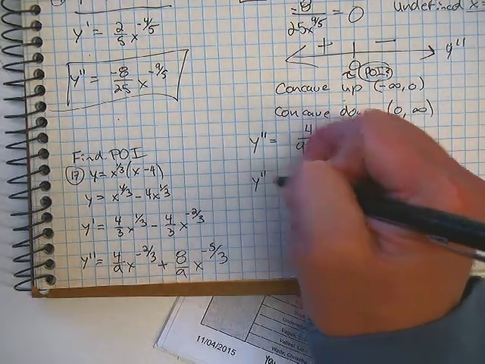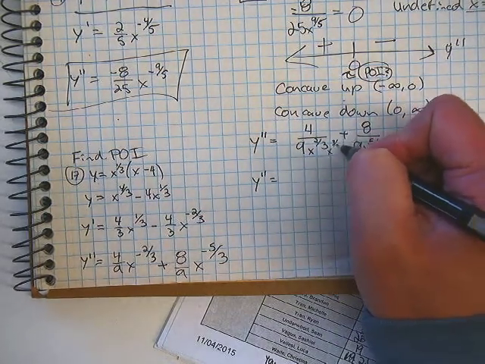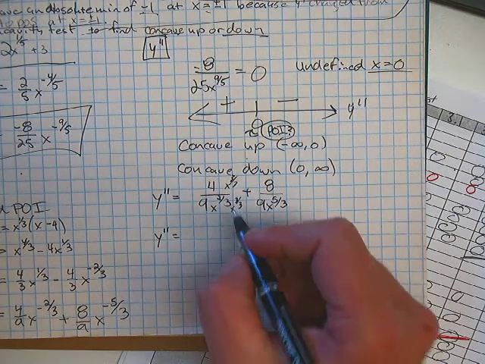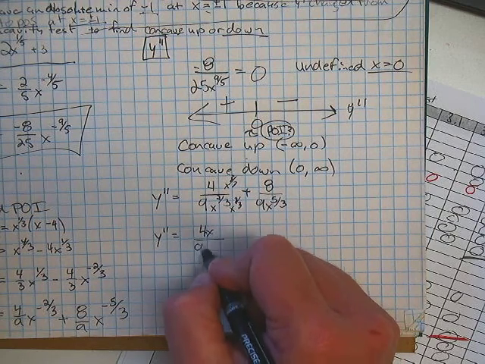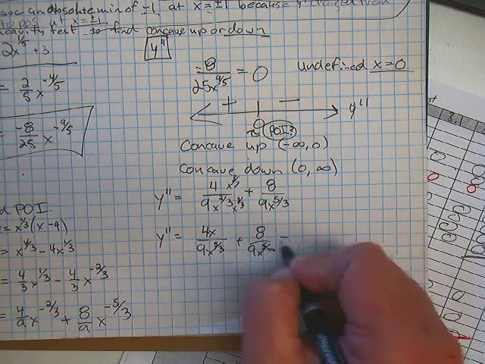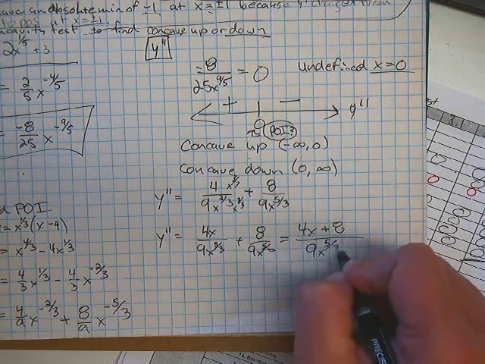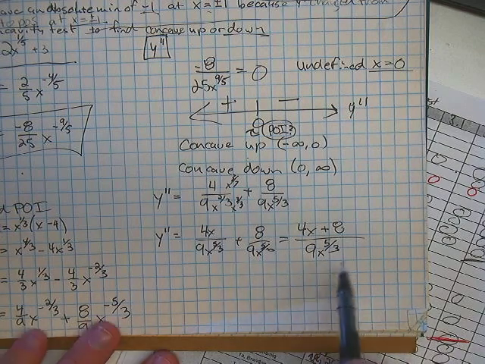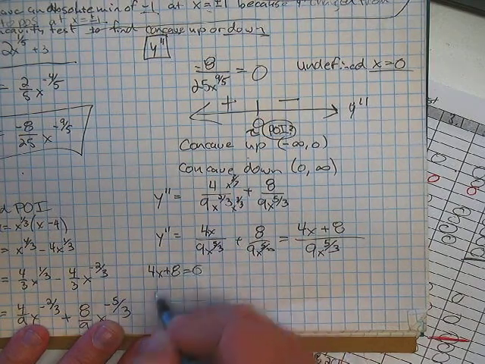So our second derivative is kind of an ugly second derivative. We've got 4 over 9 times x to the 2/3 plus 8 over 9 times x to the 5/3. Just to make this easier for us to find where it's equal to 0, I'm going to do common denominators, which means I have to multiply this one by x to the 3/3 and this times x to the 3/3. So this gives me 4x over 9x to the 5/3 plus 8 over 9x to the 5/3. Common denominator says we can combine that into 1: 4x plus 8 all over 9x to the 5/3.